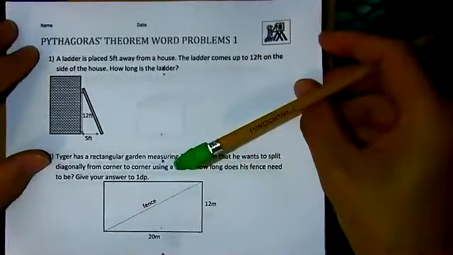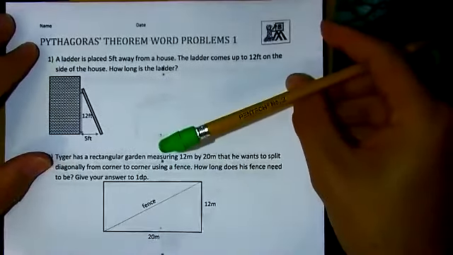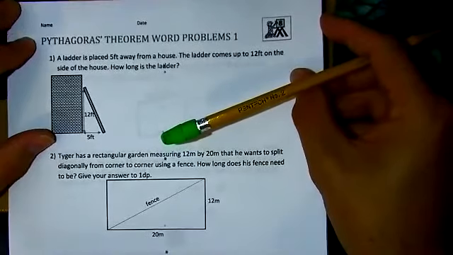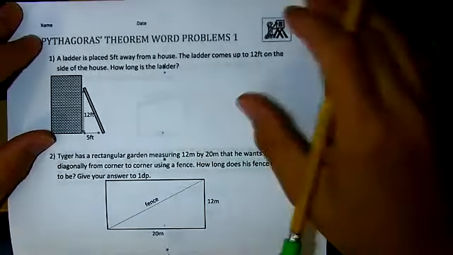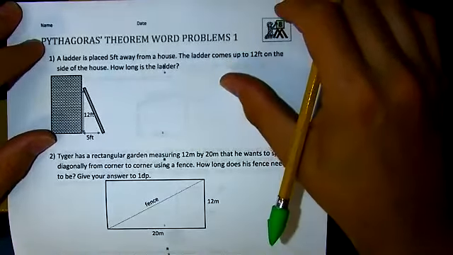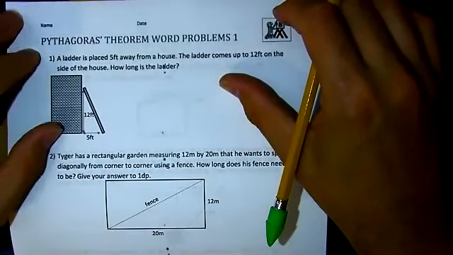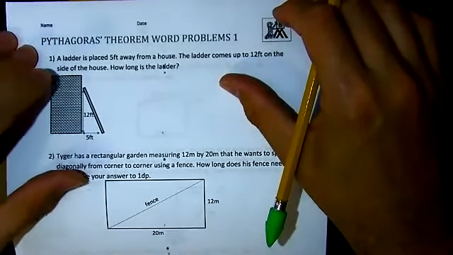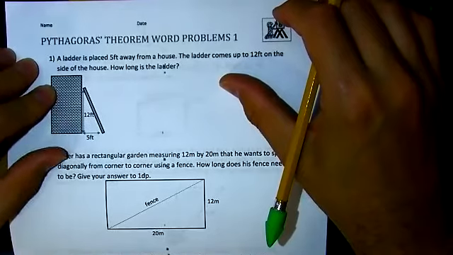Now, the GED is not going to be that easy. It's not just going to have a picture and 3 numbers. It's going to be word problems. If you're lucky, they have a picture. Sometimes you're not going to have a picture. So we're going to start off with word problems with pictures.